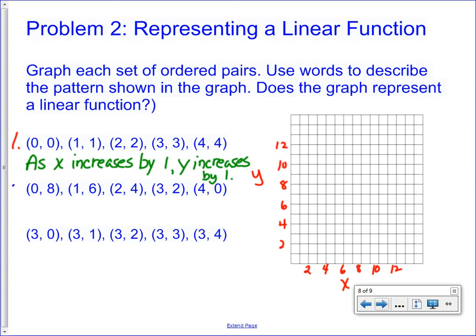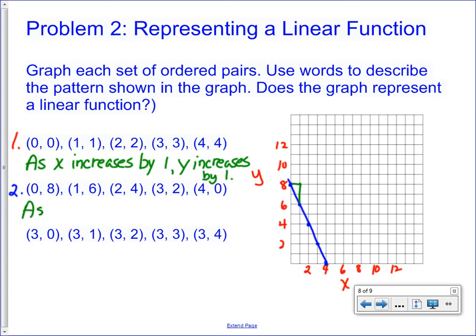I'm going to use blue for the second group. So we have 0, 8, 1, 6, 2, 4, 3, 2, and 4, 0. And again, I'm going to connect them with a line. These lie in a straight line. And how do these compare? Well, what we notice is that as x increases by 1, y decreases by 2.